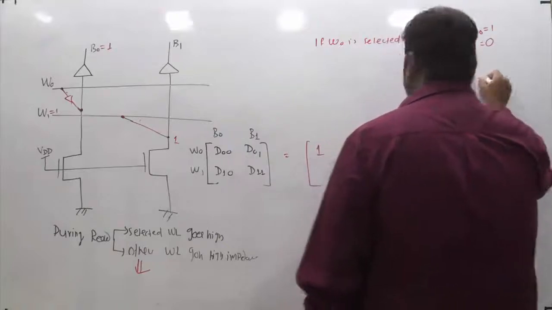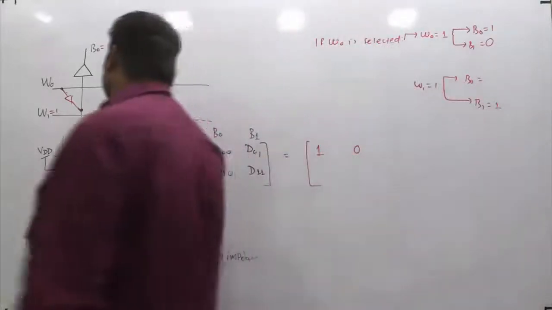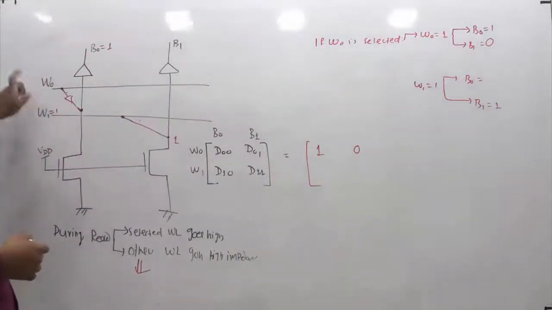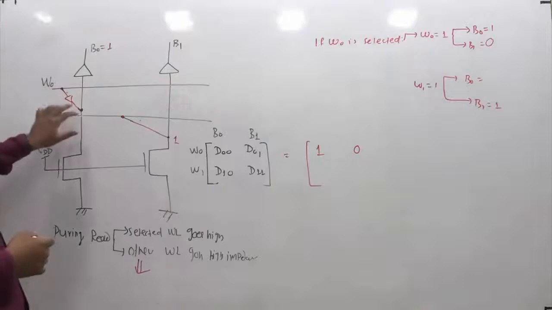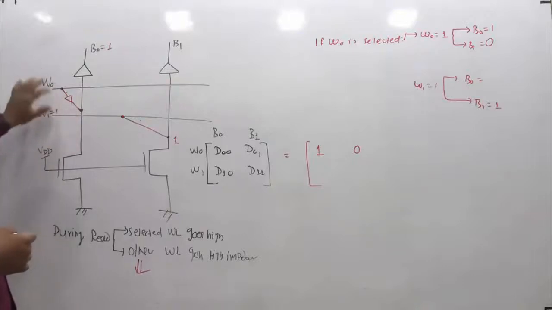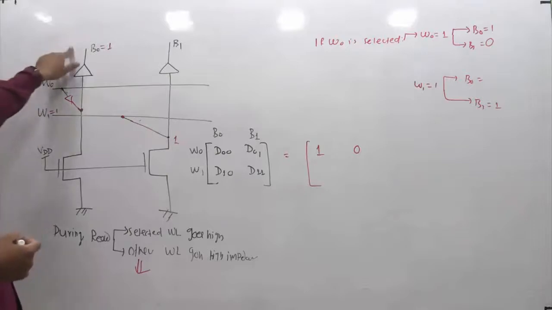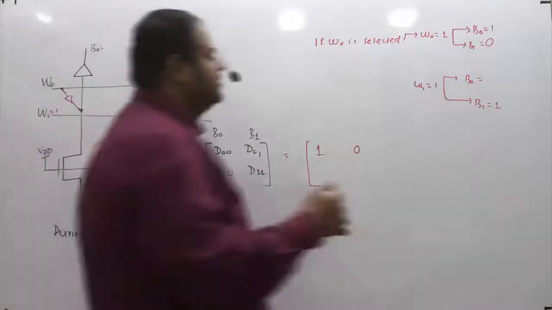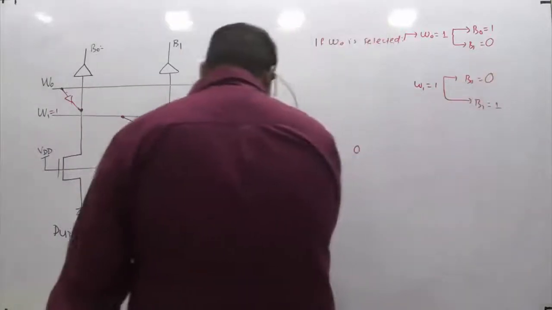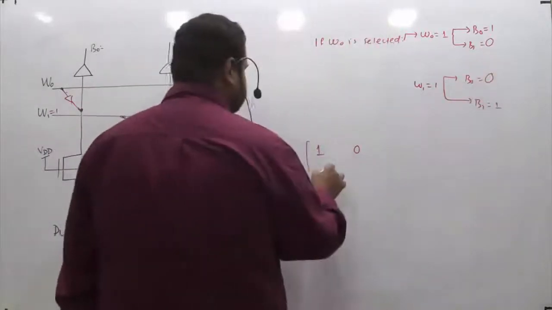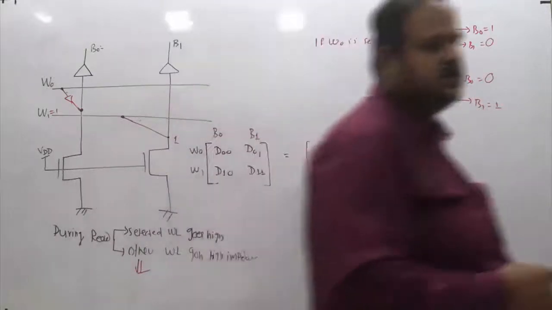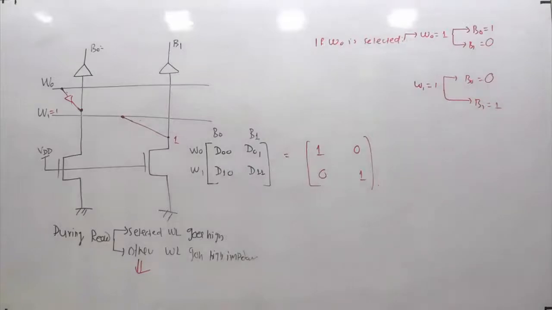But what about B0? Because I am saying B1 equals 1, now this line I am not touching, right? Because this is in high impedance state. If W1 is activated, this is in high impedance state, so it will not be 1. It will be 1 only when this is 1. If this is not 1, that is naturally 0. So when W1 is selected, B0 equals 0 and B1 equals 1. So this is the corresponding matrix, and this is the right answer.